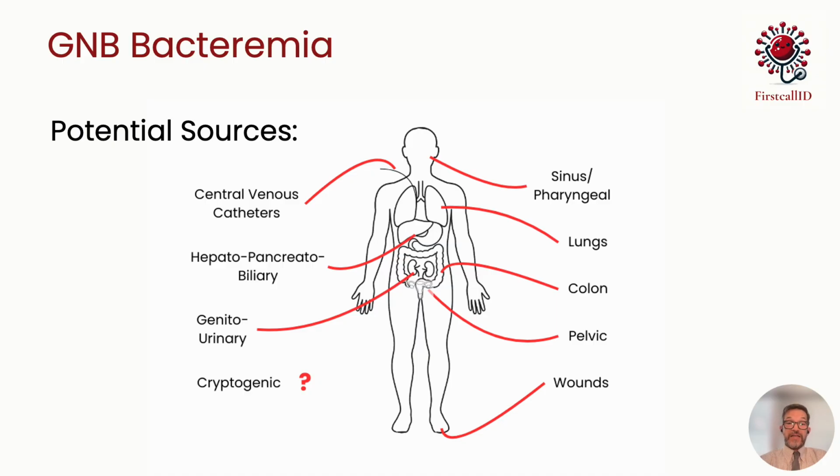Colonic sources such as appendicitis, diverticulitis. Genitourinary infections, probably the most common, so urinary tract infections in general. Pelvic infections in females can rarely be a source of bacteremia. Wounds such as those seen in patients with diabetes, but also postoperative wounds. And then cryptogenic, where we're just not able to figure out what the source is.